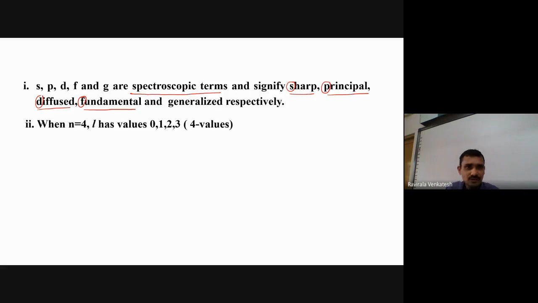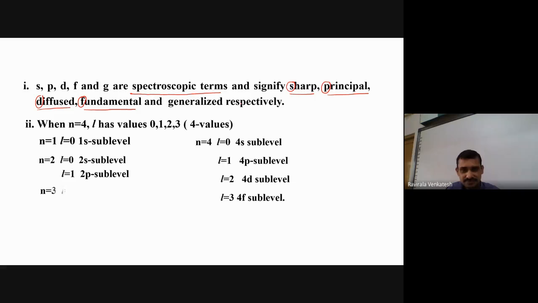Now, when n is equal to 4, l has 4 values here. Just now we completed everything. So n is equal to 1 gives 1s orbital. n is equal to 2 gives 2s, 2p. n is equal to 3 gives 3s, 3p, 3d. Remember, these are all sub-levels. Level means orbit, the principal quantum number. Sub-level is nothing but the azimuthal quantum number. For n is equal to 4, we have 4s, 4p, 4d, 4f. These are very, very fundamental things, very important for writing electronic configurations.